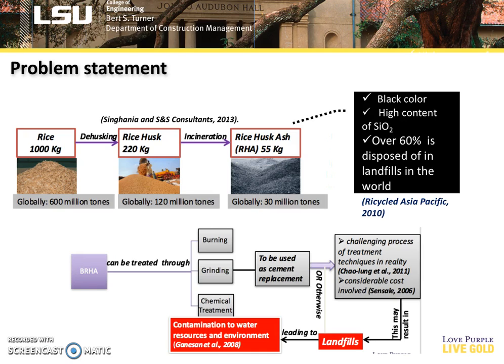So in order for rice husk ash, which in this study is called black rice husk ash, BRHA, to be used as a cement replacement, it needs to be treated by burning, chemical treatment, and grinding. However, these processes are challenging and costly, so the ash is disposed in special hazardous waste landfill and finally leads to polluting water resources and the environment.